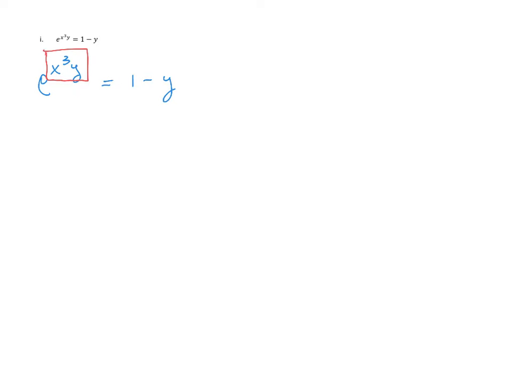For the derivative of the left, the derivative of e to anything is e to that thing. But by the chain rule, you have to multiply by the derivative of what was composed in the function. So that's the derivative of x cubed y. The derivative of x cubed is 3x squared times y plus x cubed times y prime. On the other side of my equation, the derivative of 1 is 0. The derivative of negative y is this, y prime.